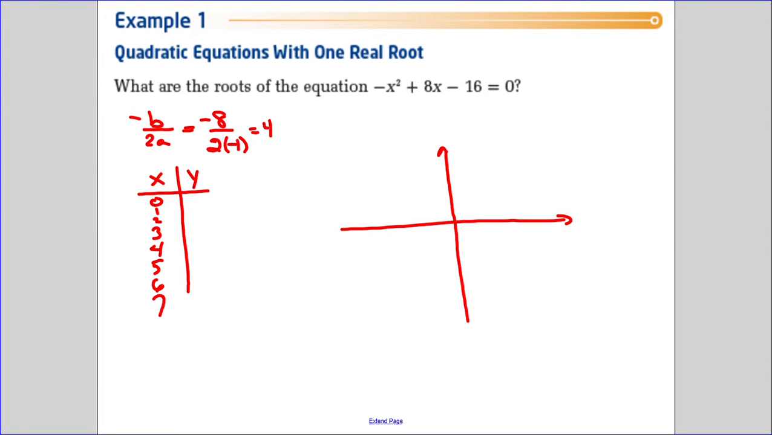Okay, so just kind of a rough sketch just to see where we're going to end up here. So I guess the easiest one to take right away would just be to do 4 to find out what this is going to be. So if I had negative x squared, that would be like saying negative 4 squared plus 8 times 4 minus 16. So that's going to be negative 16 plus 32 minus 16. Looks like 32 is going to be my value here.